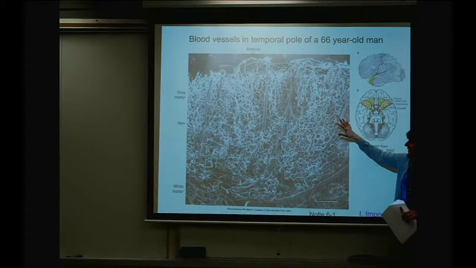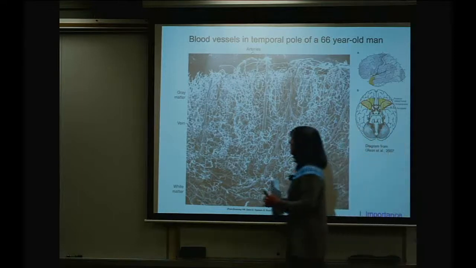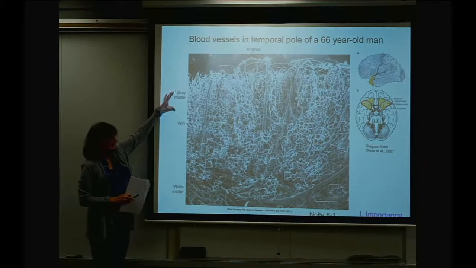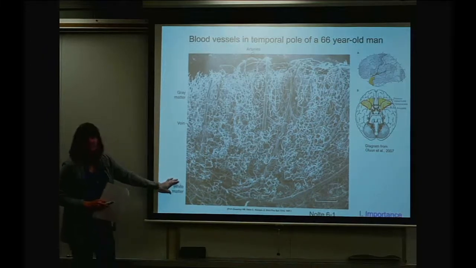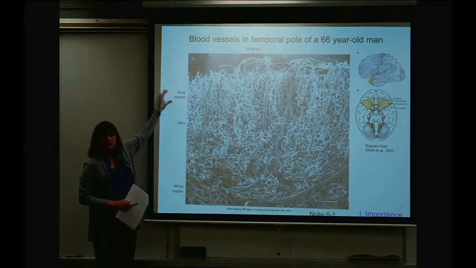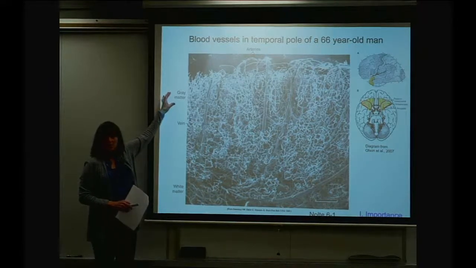Another thing I want you to take away from this is that the blood supply to the gray matter is even more dense than that of the white matter. And this makes sense based on what you've already learned in this class. Gray matter contains cell bodies, as you know. Cell bodies are the metabolic centers for the cell.